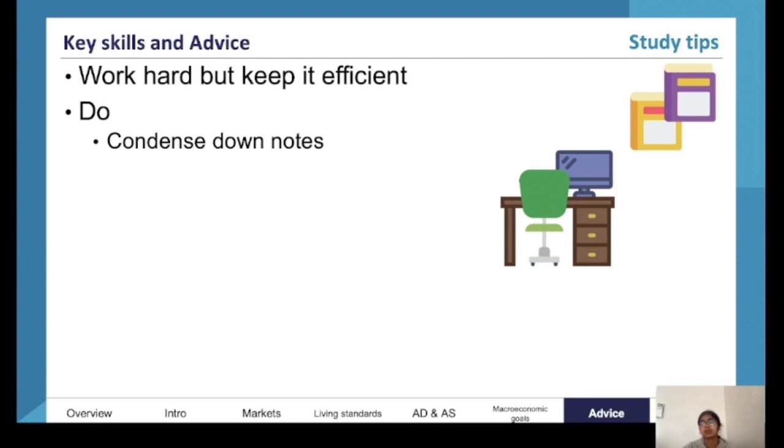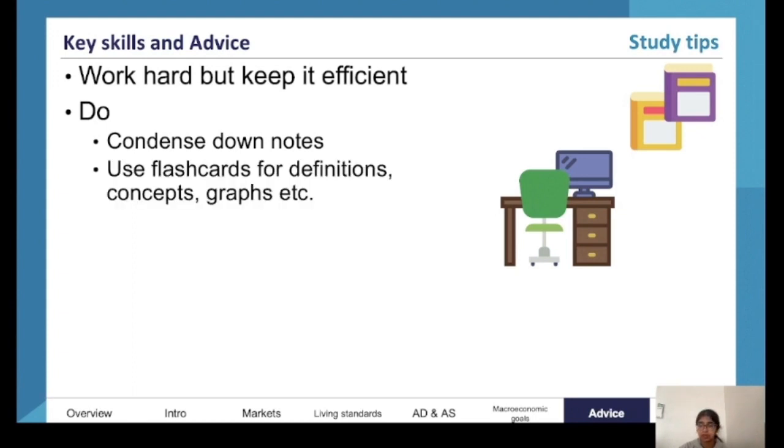It can be helpful to condense your notes, but don't spend hours and hours doing that. Just spend some time doing it. Use flashcards. That can really help with Echo. There's a lot of definitions, so if you have troubles with definitions, I definitely recommend flashcards.